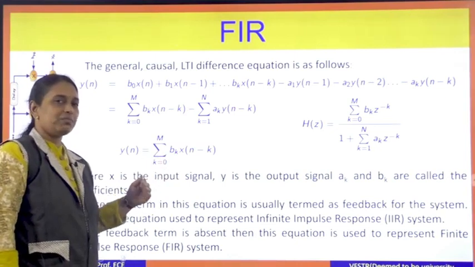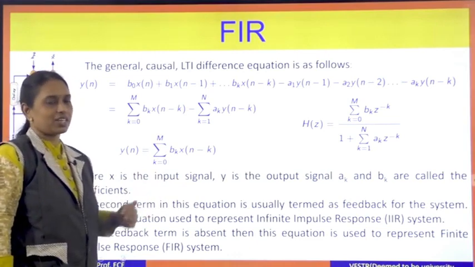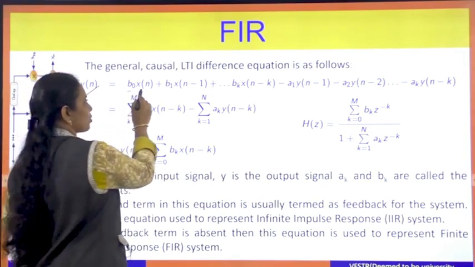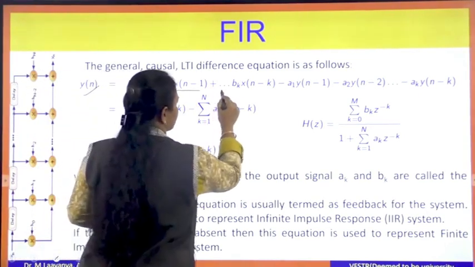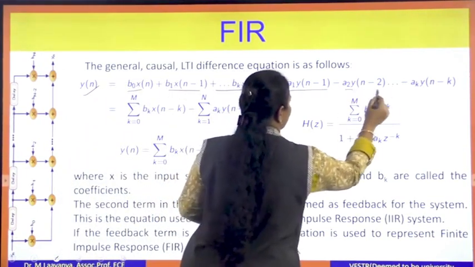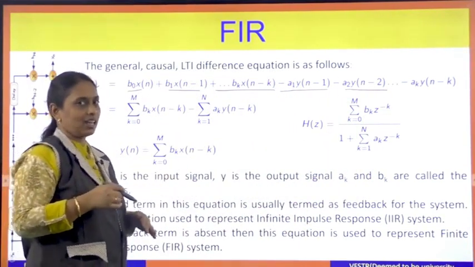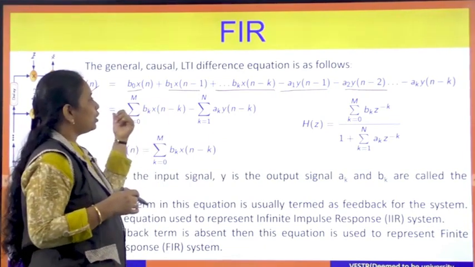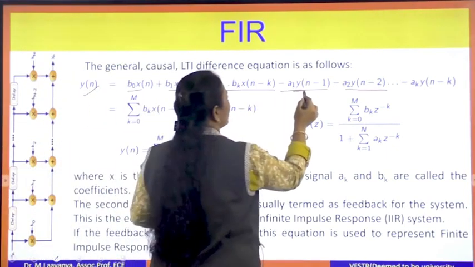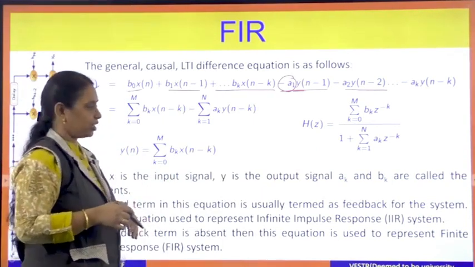Now we are going to see the basic linear constant coefficient difference equation, from which we can go on to the structure realization. Already we know that y of n can be written as b naught x of n plus b1 x of n minus 1 plus etc. up to bk x of n minus k, and minus a1 y of n minus 1 minus a2 y of n minus 2 etc. up to minus ak y of n minus k, where a1 up to ak and b naught up to bk are the coefficients. Since we have feedback in y, we represent it as minus a1, minus a2. The negative sign has been used for the representation.